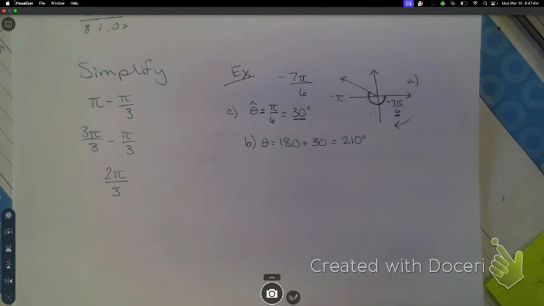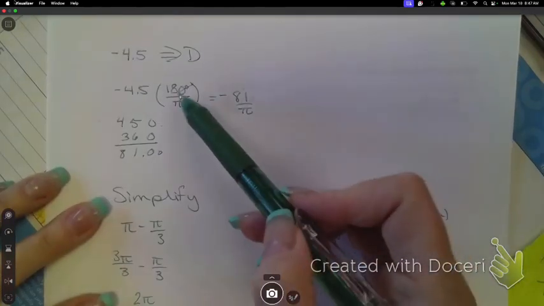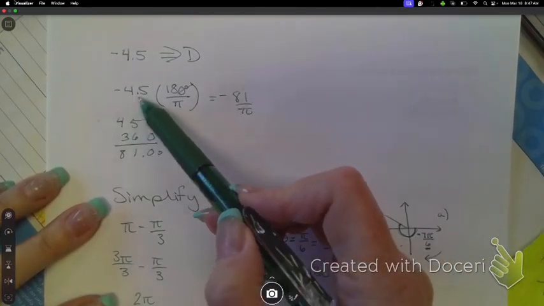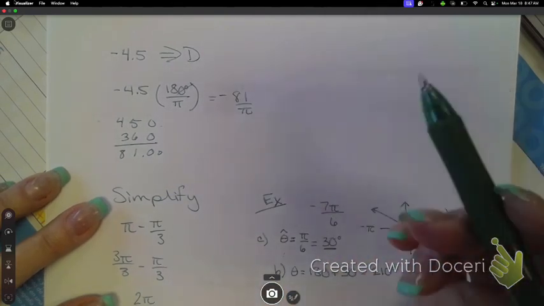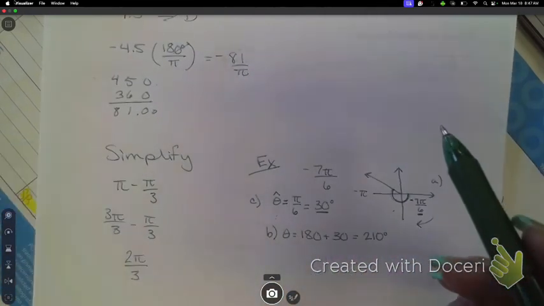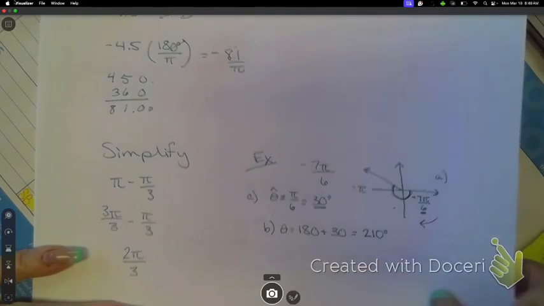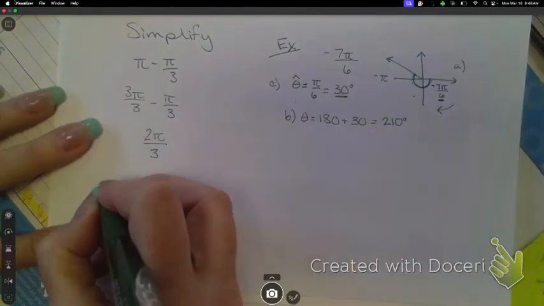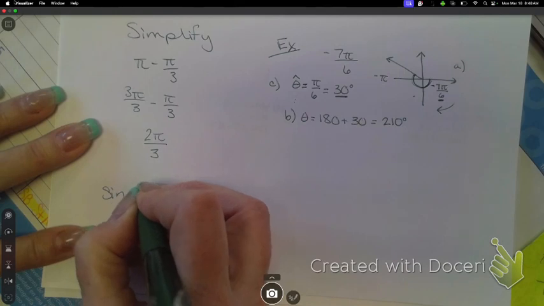And then it says use the calculator to convert, so you'll just put the conversion in your calculator. You'll just put negative 4.5 parentheses 180 divided by pi. That's it. And find exact values. Well, sine of 4 pi over 3.